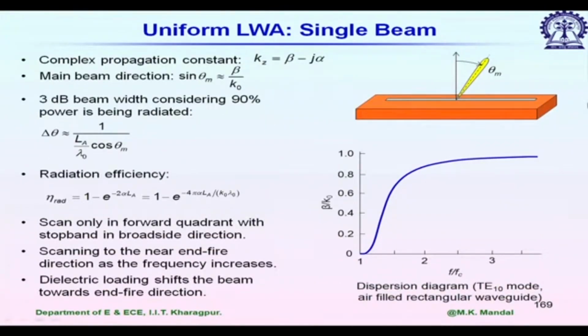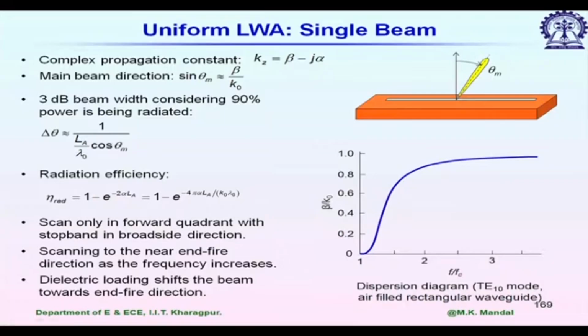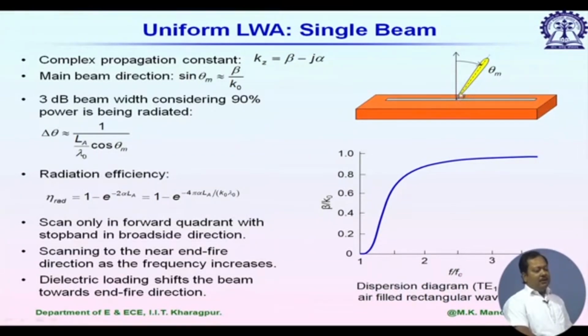Let us continue with the uniform leaky wave antenna. This is a typical example. Here it is shown for a rectangular waveguide. We are measuring the beam direction from the broadside direction. It is given by theta m. As we discussed, the propagation constant is complex here. It can be written as beta minus j alpha. Then the main beam direction is determined by beta.